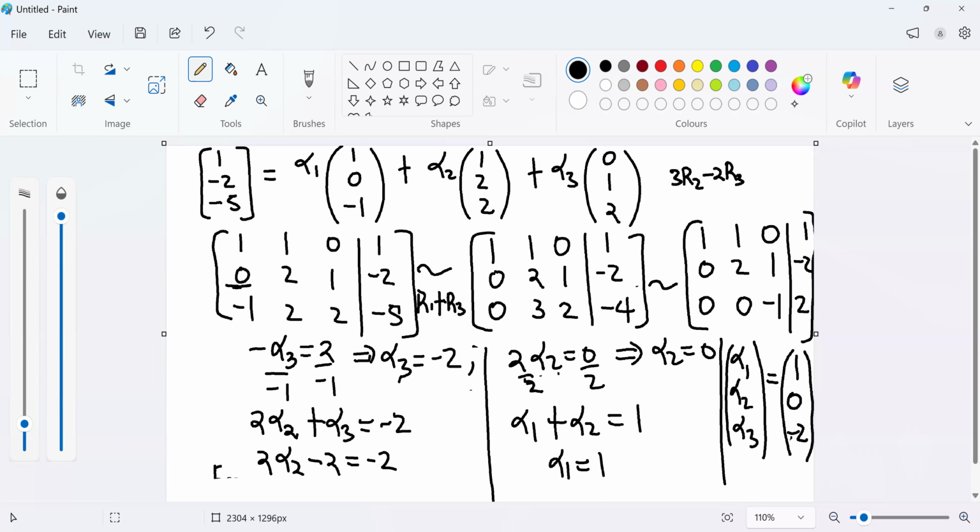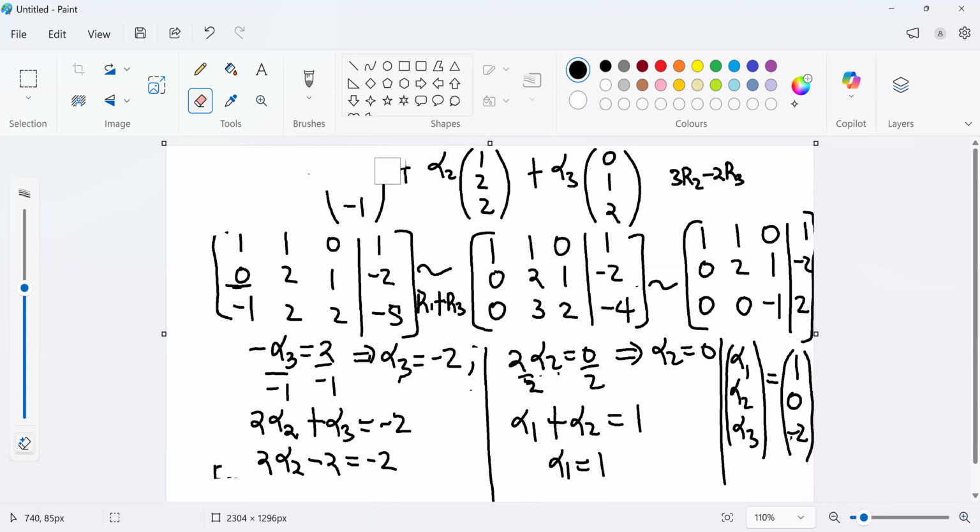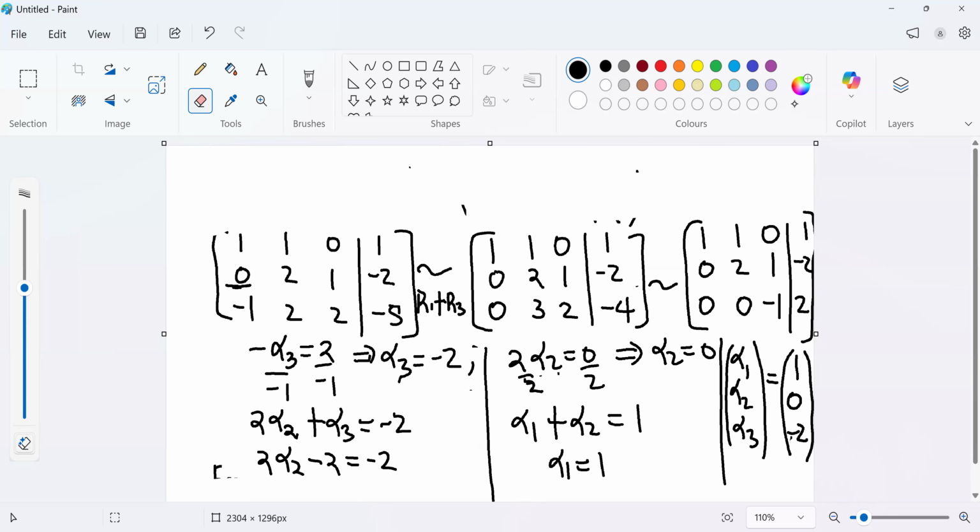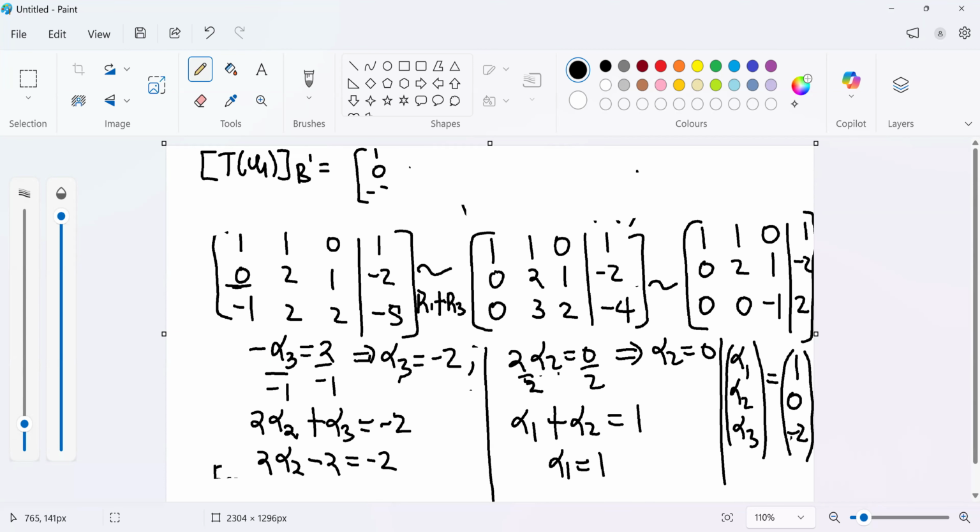So I do the same thing for the other representation. Those alphas are the ones that make up that block which I was looking for. Maybe I write it here. So this means that TU1 B prime is 1, 0, negative 2.